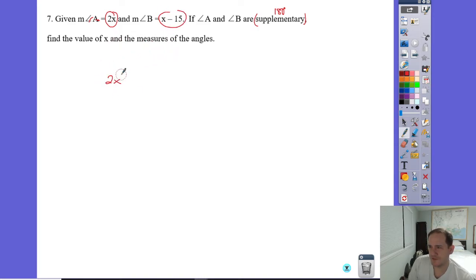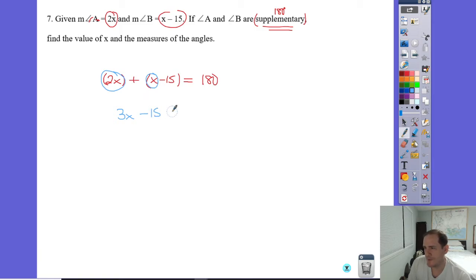And we know that the 2x from angle A plus the x minus 15 from angle B, those are the angle measures. They must add up to equal 180, because that's what it says. So now you just do your algebra. You definitely take your x's and you combine them first. It says do 2x plus x. That'll give us 3x. The minus 15, we just bring that down. And the equals 180 we'll bring down.